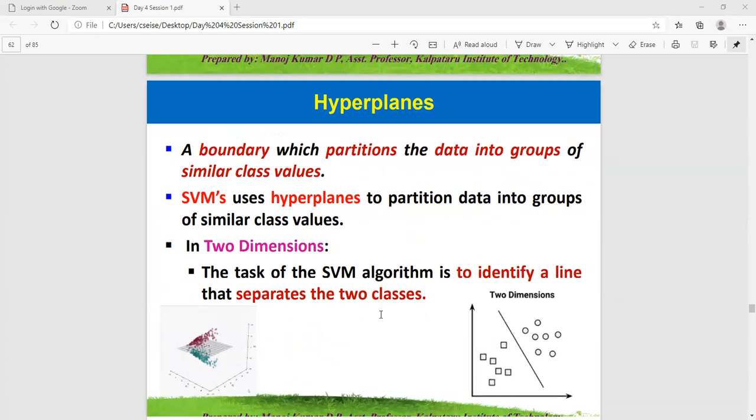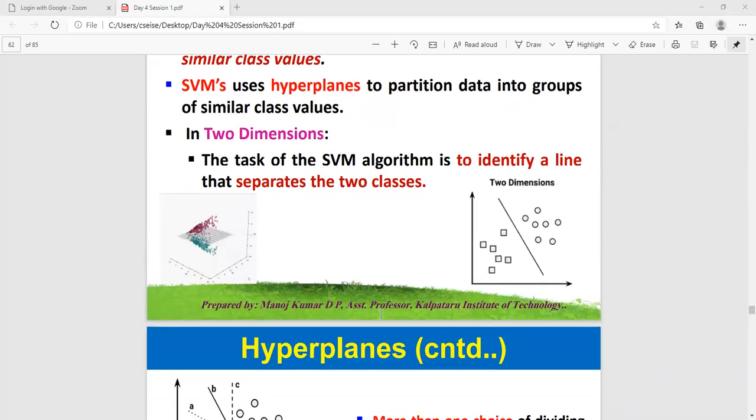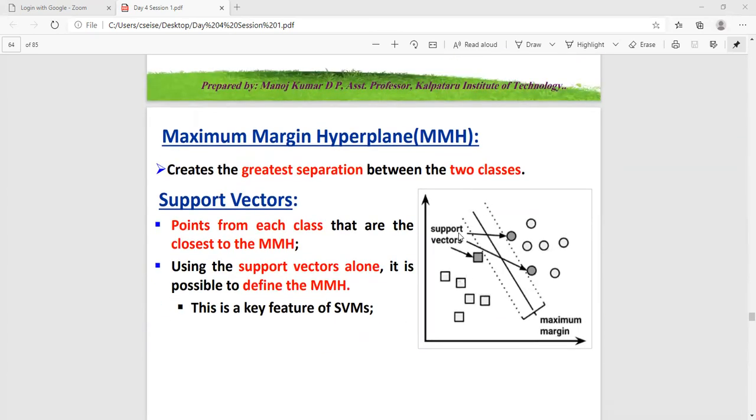So support vector machine means it consists of a hyperplane which partitions the data of similar classes. Okay, so now we can easily understand what a support vector is, which is the nearest one. So it creates the greatest separation between the two classes. This one is the support vector for the circle class and this one is the support vector for the square class.